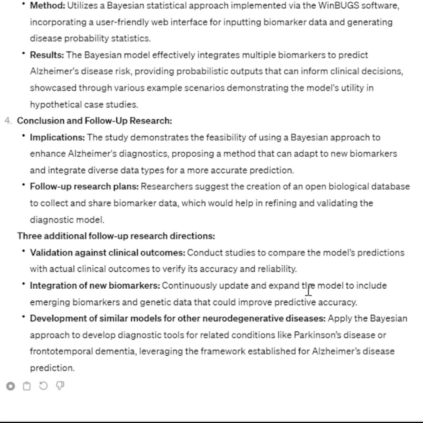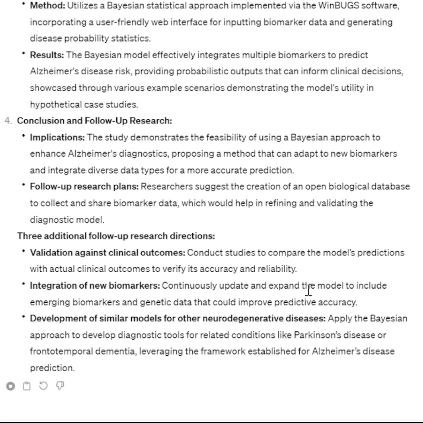Validation against clinical outcomes: conduct studies to compare the model's predictions with actual clinical outcomes to verify its accuracy and reliability. Integration of new biomarkers: continuously update and expand the model to include emerging biomarkers and genetic data that could improve predictive accuracy.